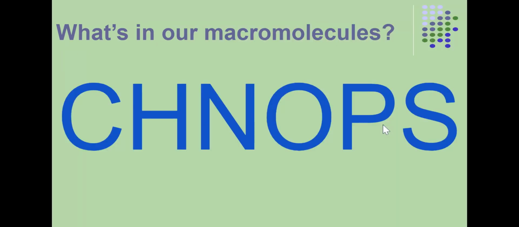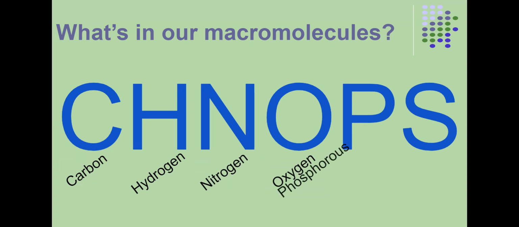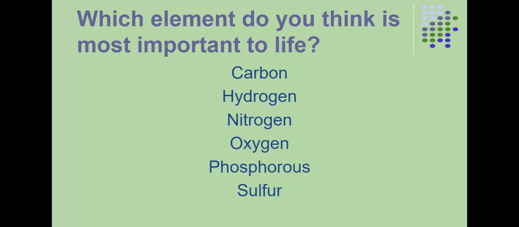So, which elements are in our macromolecules? Well, we use the acronym CHNOPS. And I know that sounds kind of silly, but CHNOPS stands for carbon, hydrogen, nitrogen, oxygen, phosphorus, and sulfur. And those are the six key ingredients to our macromolecules. Different arrangements of those six atoms, carbon, hydrogen, nitrogen, oxygen, phosphorus, and sulfur, will make up our macromolecules.